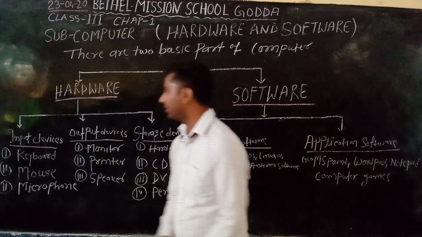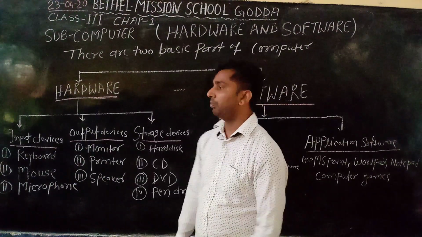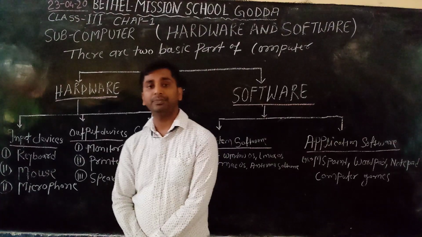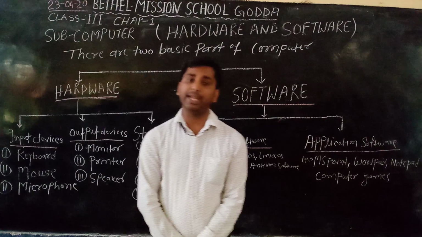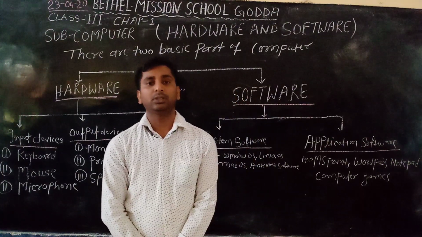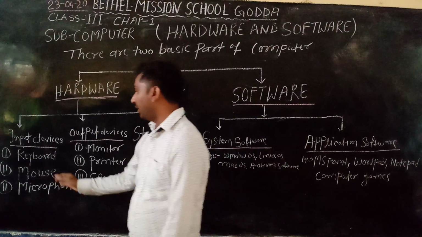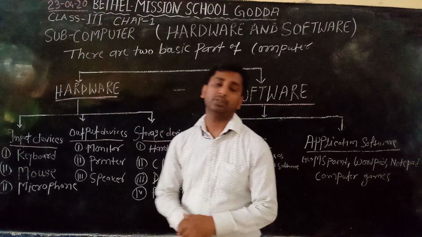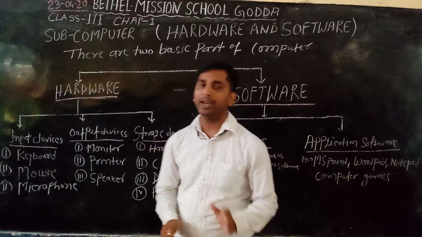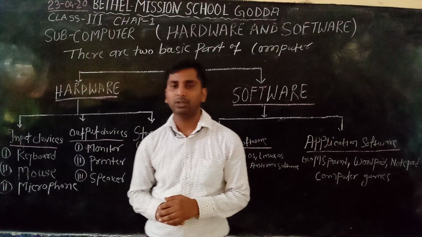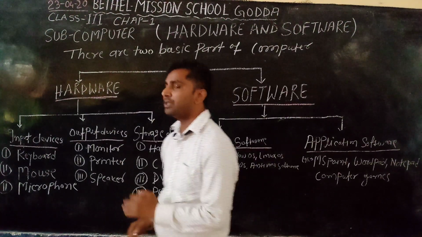Next is mouse. What is a mouse? Mouse is an input device. Mouse is used to select objects on the computer. Mouse has two buttons, left button and right button, and one scroll wheel. The scroll wheel is used to move a page up and down.